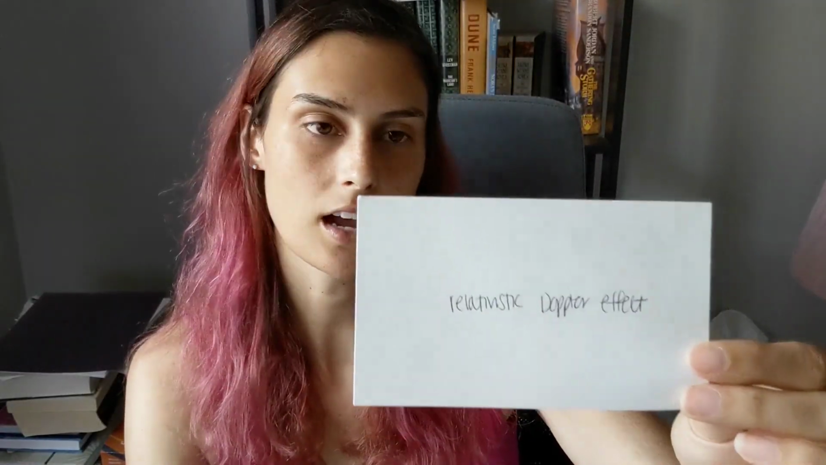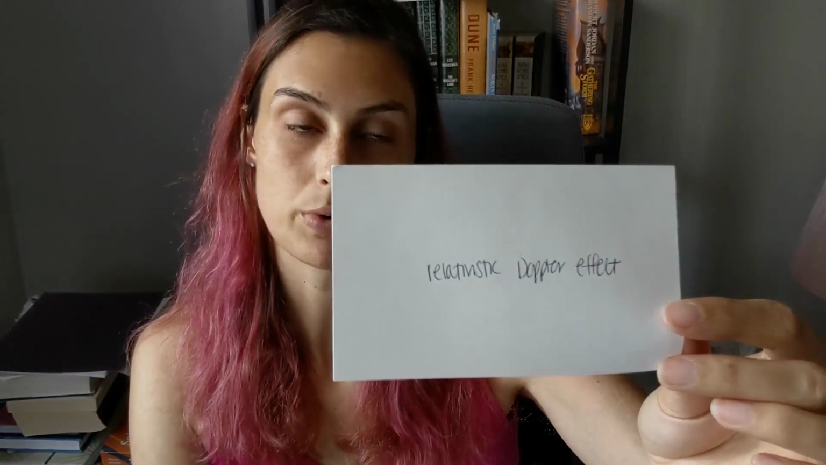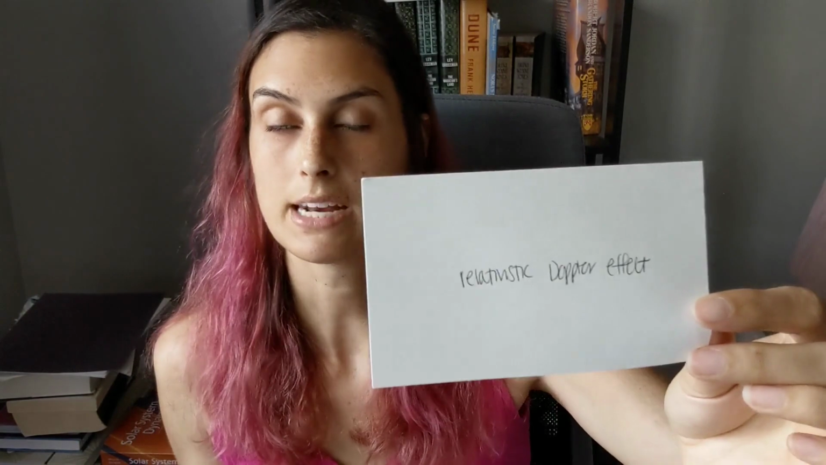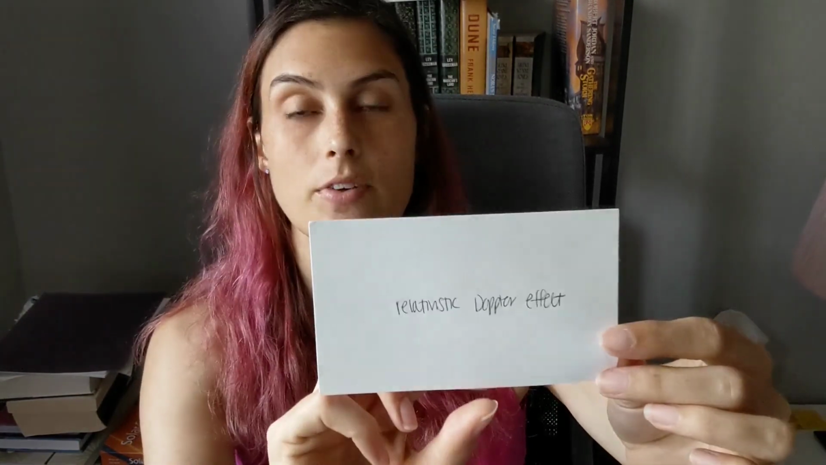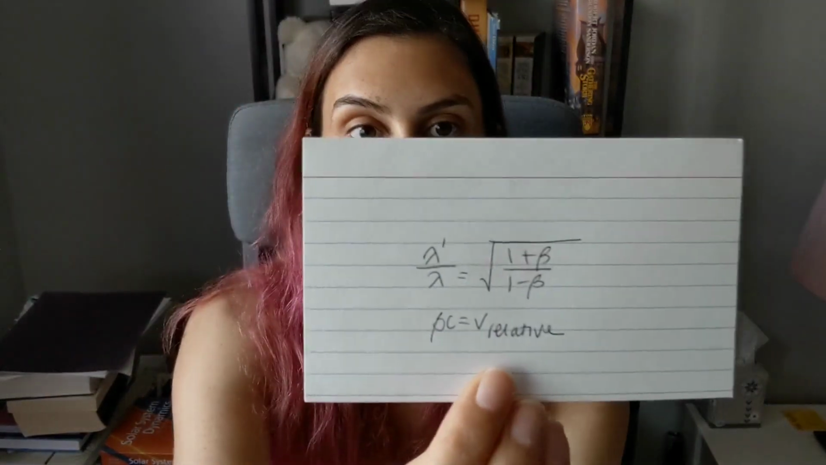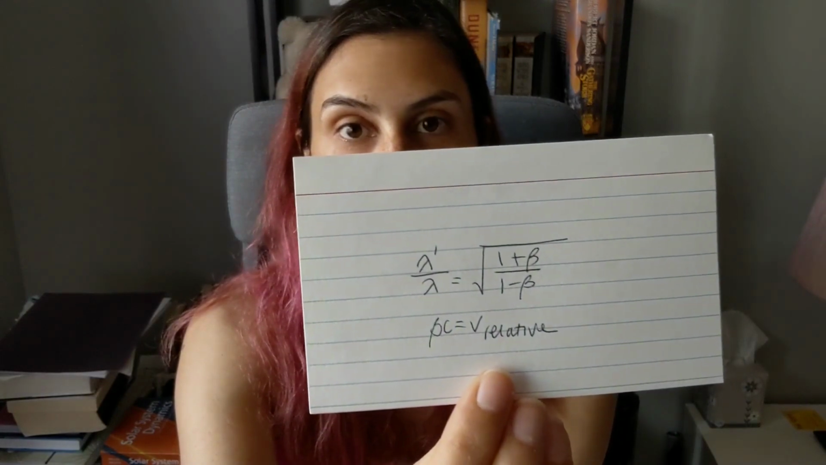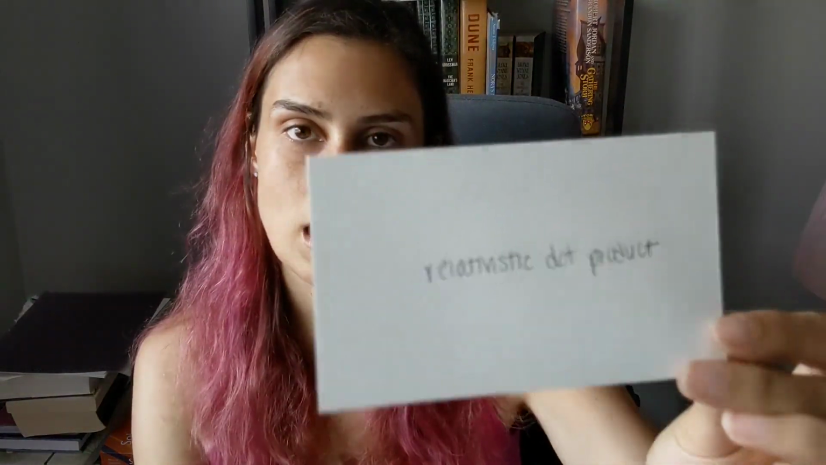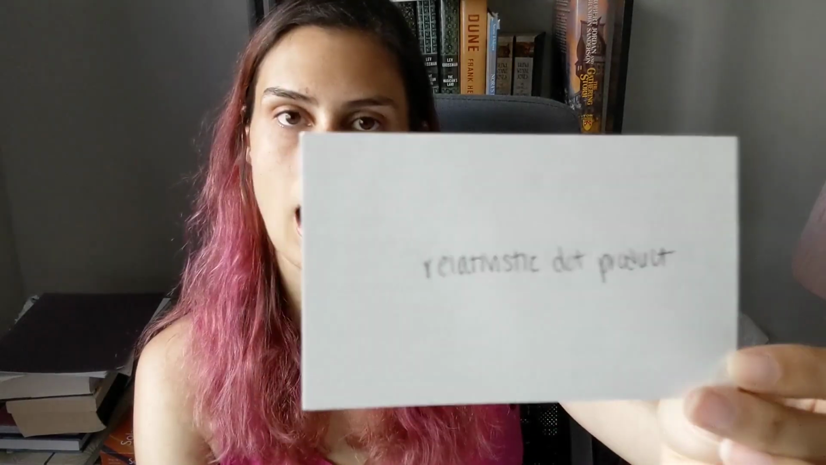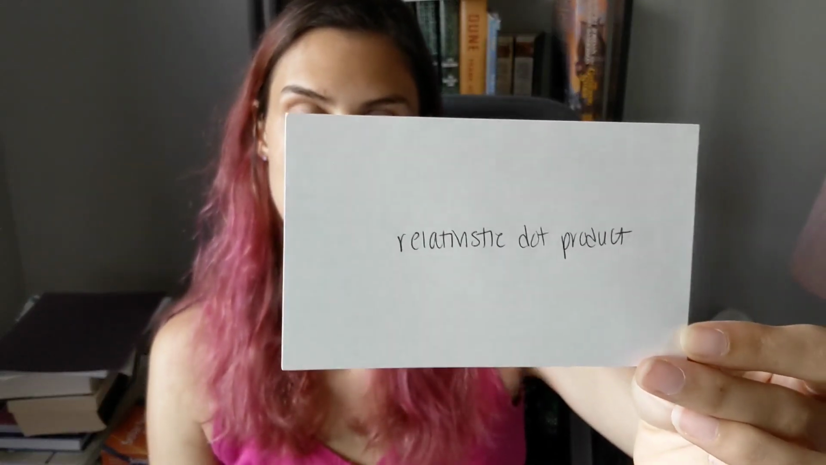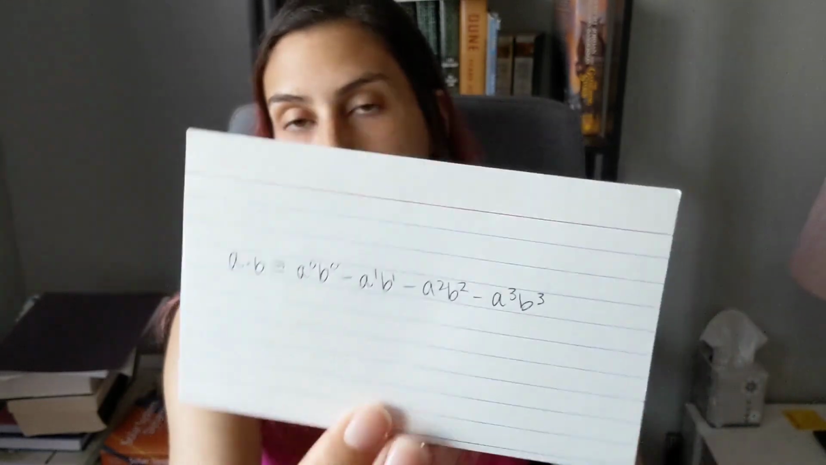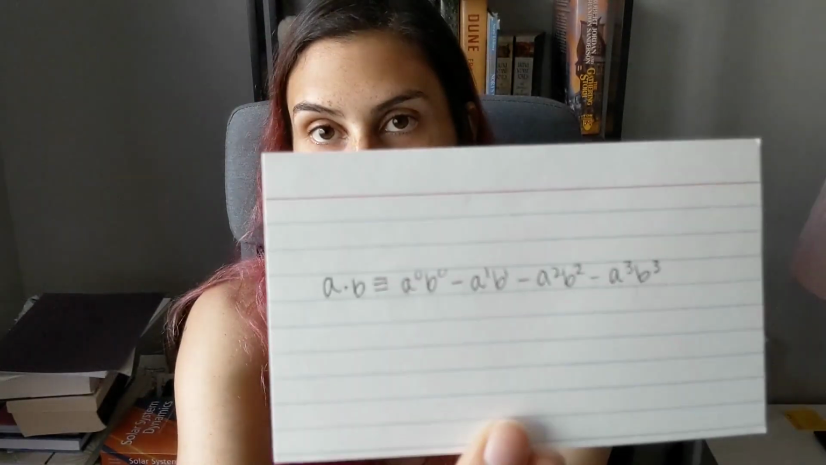The relativistic Doppler effect: lambda prime over lambda is equal to the square root of 1 plus beta over 1 minus beta, where beta c equals the relative velocity between the source and the receiver. The relativistic dot product: a dot b is equal to a0 b0 minus a1 b1 minus a2 b2 minus a3 b3.